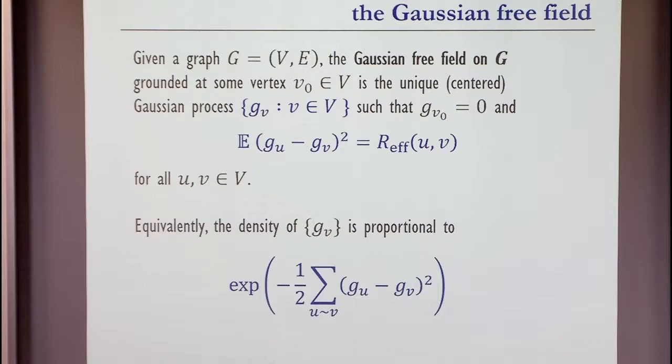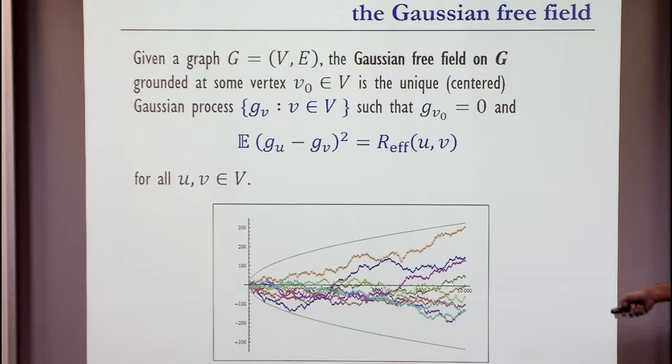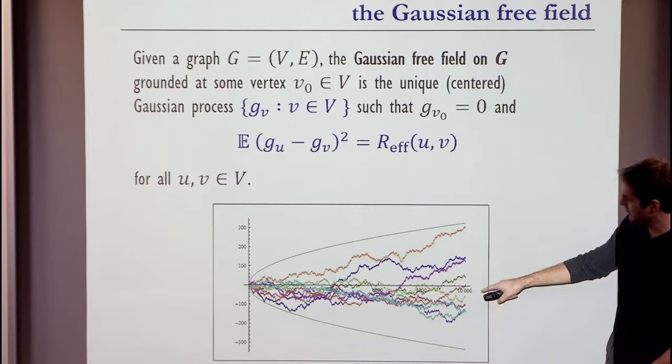But I'm saying that they're the same thing. Every Gaussian process on n points is exactly the same thing as an n-point subset of Euclidean space. But you're right, it's the effective resistance embedding of the graph. Here's one example. If you take your graph to be a path and you ground it at the first vertex, then the Gaussian free field is just trajectories of simple random walk. So these are many different samples from the Gaussian free field on a 10,000 node path.